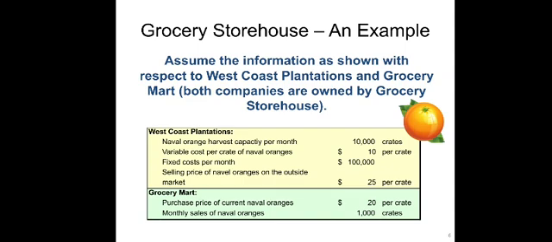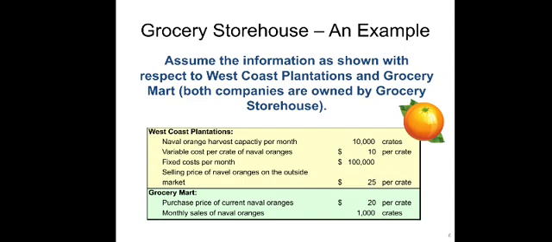The West Coast Plantation produces oranges. So see the West Coast Plantation navel orange harvest capacity per month is 10,000 crates. Variable cost per crate of navel oranges equal to $10 per crate. Fixed cost per month is $100,000. Selling price of navel oranges to the outside market equal to $25 per crate.